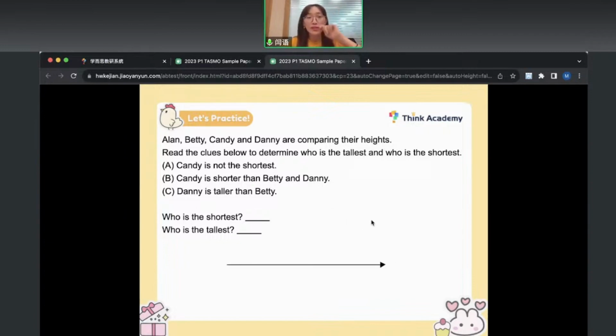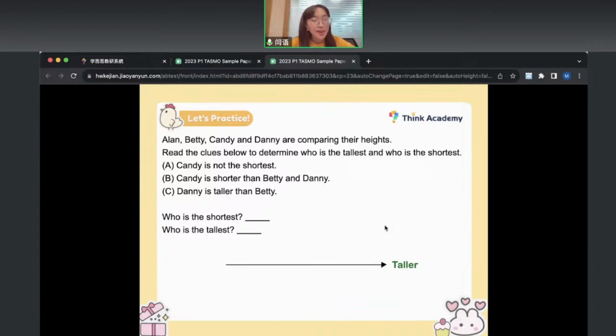So here let's have a look what is the step 1. Step 1, try to draw an arrow, okay? And after that, do remember to label it, okay? What is the meaning of the right side? That is taller, okay? A, C, B, D. OK.